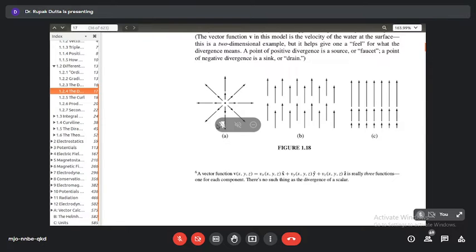Sir, what would happen if instead of x, y, z it were 1/x, 1/y, 1/z? If it is 1/x, 1/y, 1/z, it will not look like this one, right?